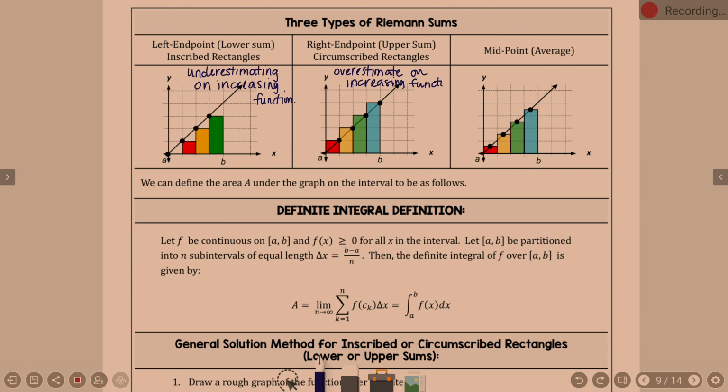This would be an under on a decreasing function. Yeah, because if you change this to a decreasing function, and you're using right-hand endpoints, then the rectangles end up below it. So it's over on decreasing, is what Doug said, right?